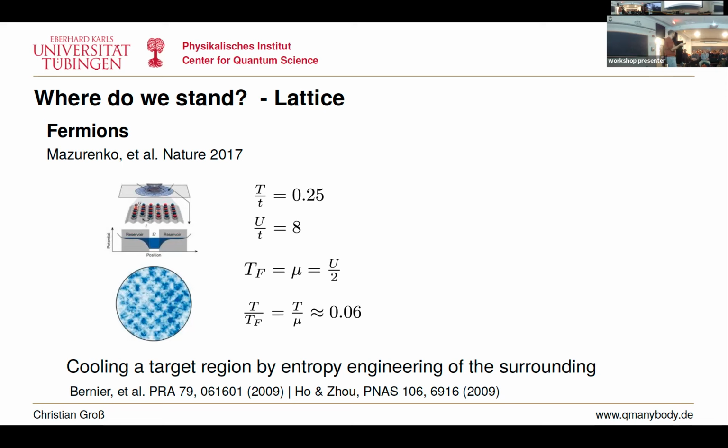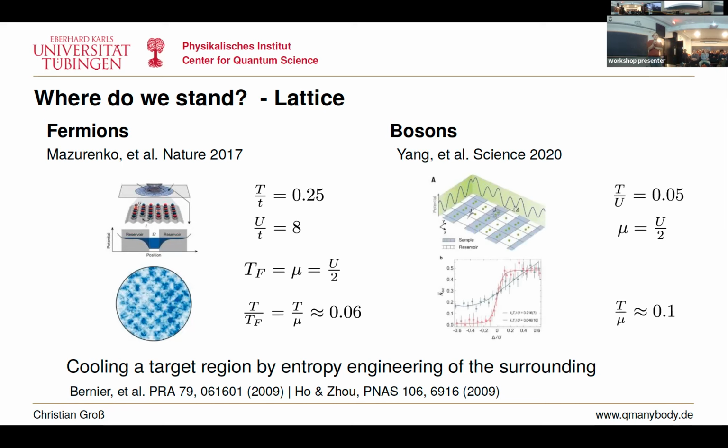Bosons, if you do the same for bosons, these boson experiments that have been done in Heidelberg, done by Hans, part of a group in Heidelberg still. With a similar technique, actually, I didn't say it, but to reach these low temperatures, I had to push a little bit of entropy out. Similar technique, T over U equals 0.05, is actually also what other bosonic lattice systems reach at mu equals U over 2, and you reach T over mu equals 0.1. It's actually even a bit hotter in the lattice. And now the question is, where's the target?